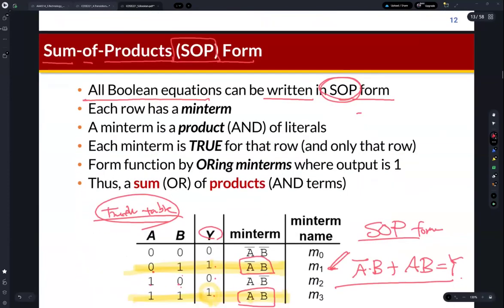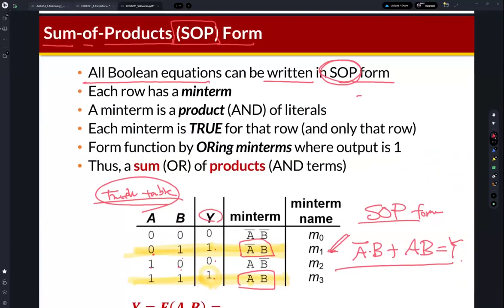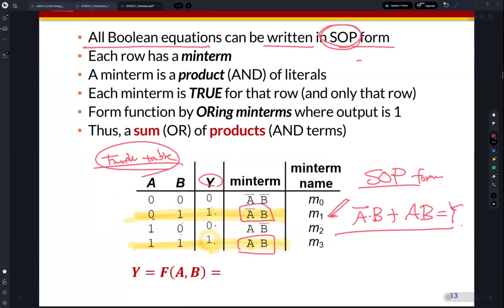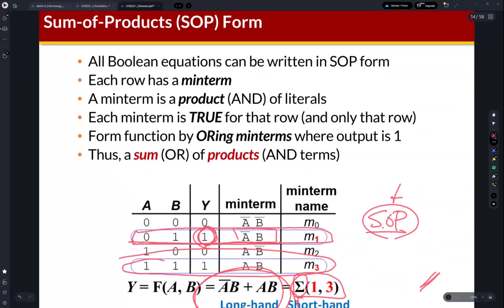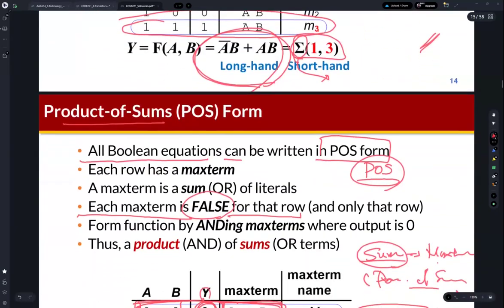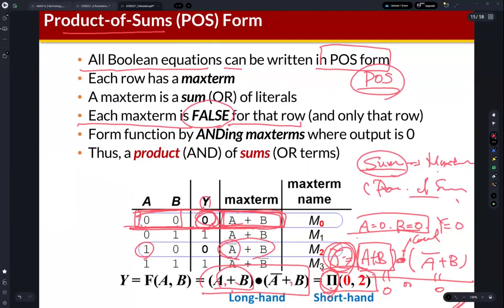And then all Boolean equations can be written in SOP or POS forms, right? And then you need to know how to make Boolean equations from a truth table, used for the SOP form or POS form.